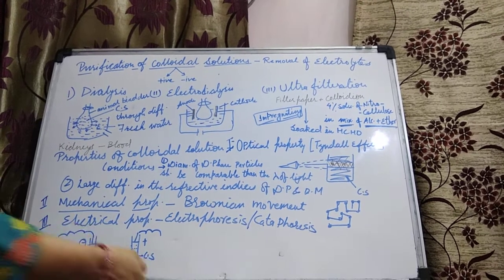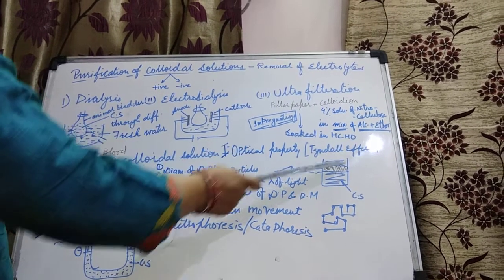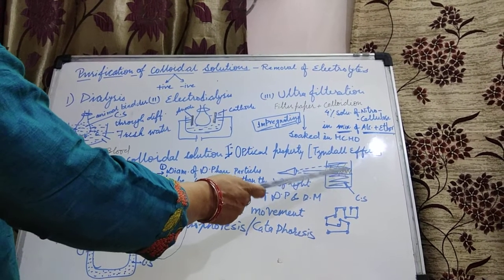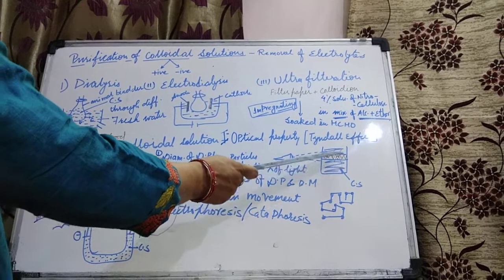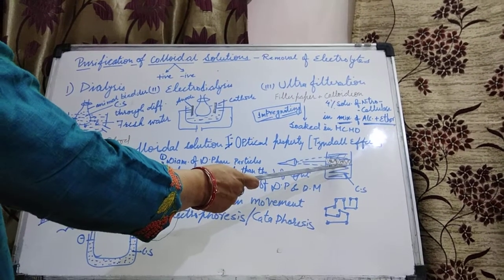So what is the reason for the Tyndall effect? Scattering of light done by colloidal particles. That's why the path becomes visible.